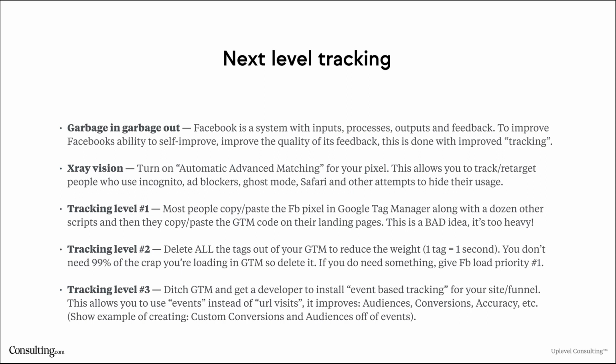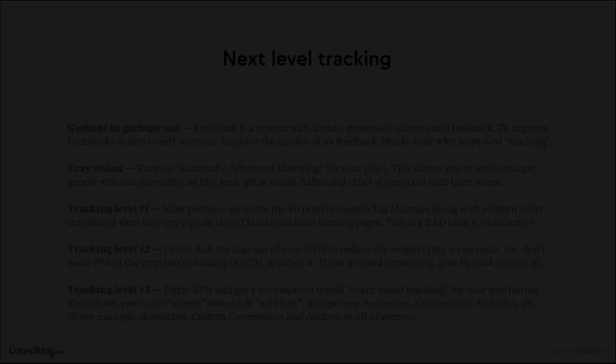So you want to turn on automatic advanced matching for your pixel. And this allows you to track and retarget people who use incognito, ad blockers, ghost mode, Safari, and other attempts to hide their usage. So, how do you do it?